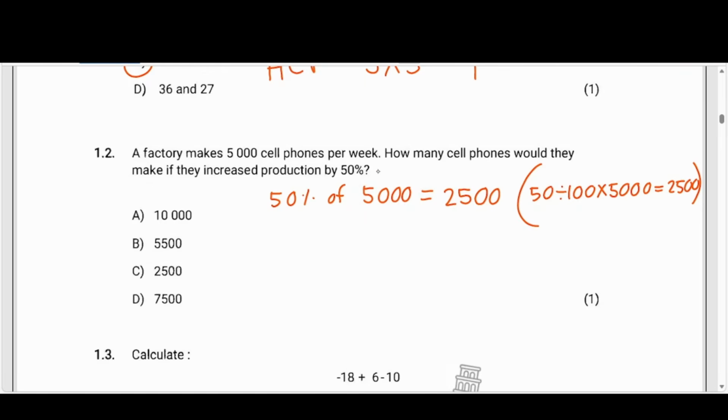So if they increase production by 50%, that means they're going to make the 5,000 that they usually do, and they're going to add on this 2,500. So in total, they're making 7,500 frames every week, which is D.